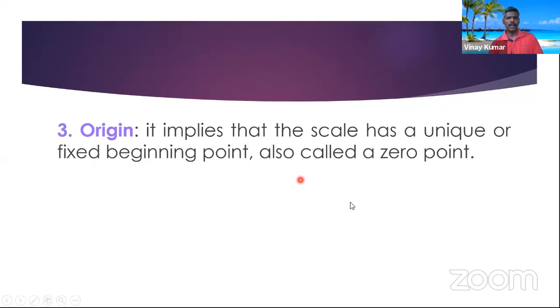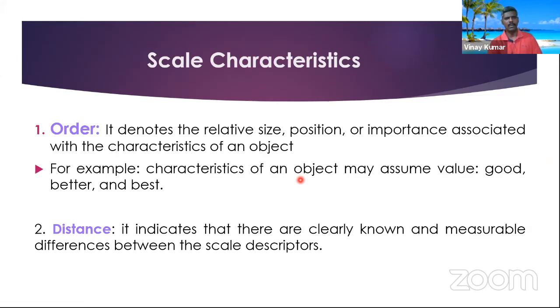And the final important requisite for a good scale is the origin. It implies that the scale has a unique or fixed beginning point, also called a 0 point. This helps us to understand the accuracy of the data that is being measured. So these are the three important features of a good scale that we need to understand: origin, distance, and order. Any scale of measurement that the researcher selects should have these important features.